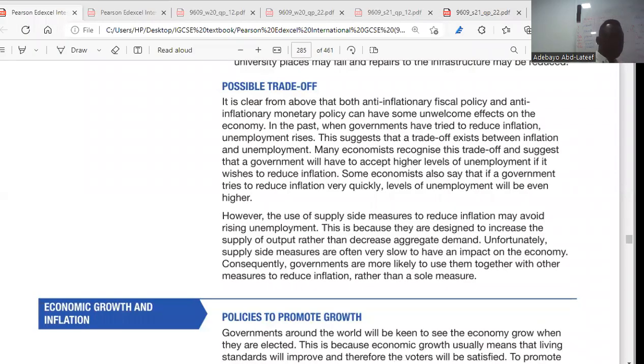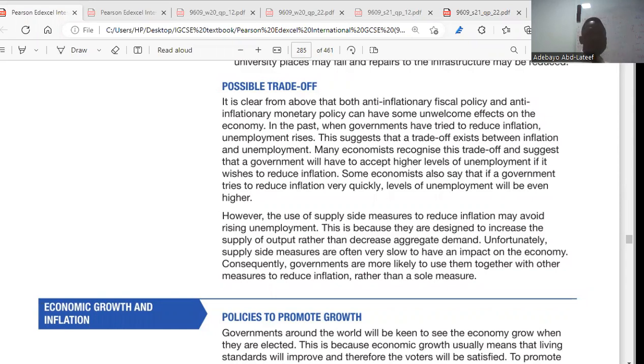Whatever happens, reducing aggregate demand in the economy would lead to unemployment. That is the point about inflation. So using supply side policy, because supply side policy will bring about increasing output, it means it's not going to affect the revenue businesses would make. Do you get the point? So that's why they might not need to reduce the number of workers they have.